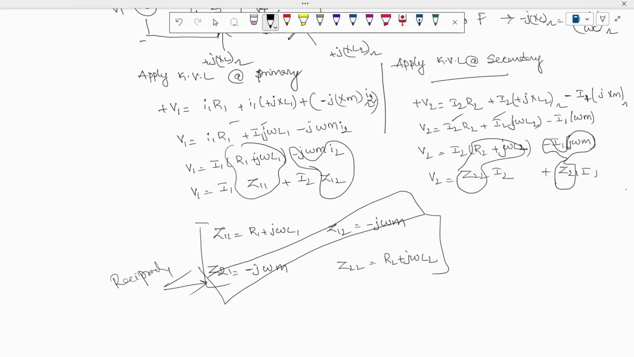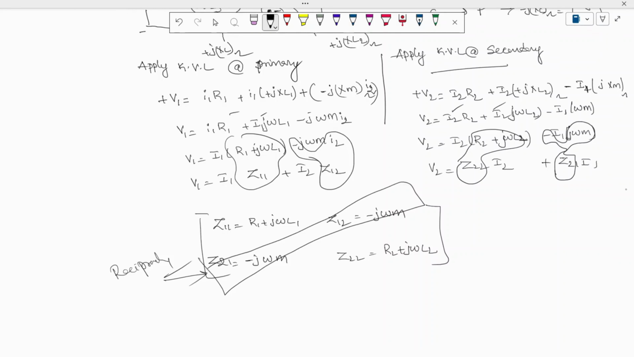In the upcoming class, we'll try to understand the modeling of a transformer as well as a parallel circuit.